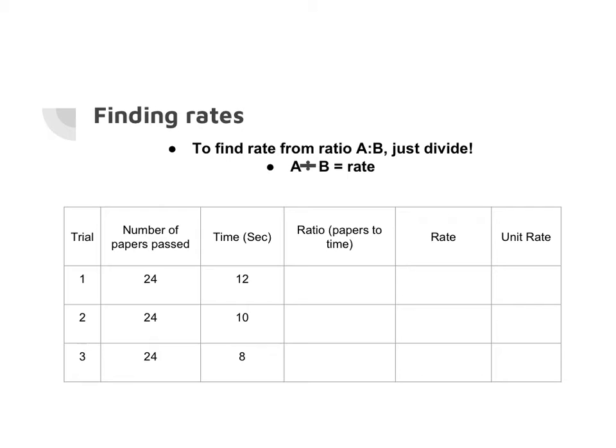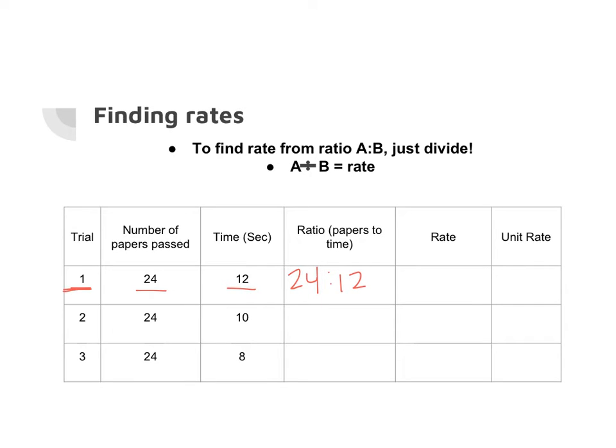Okay, so onto this table. We're going to pretend that today in class there were 24 of you, and I was trying to pass out papers to each one of you and was trying to see how fast I could pass out your papers. So let's look right here at trial 1, and it shows that I passed out 24 papers in 12 seconds. So my ratio in papers to time would be 24 to 12.